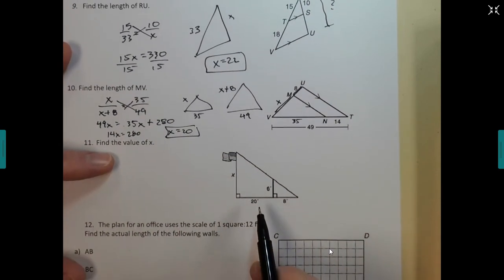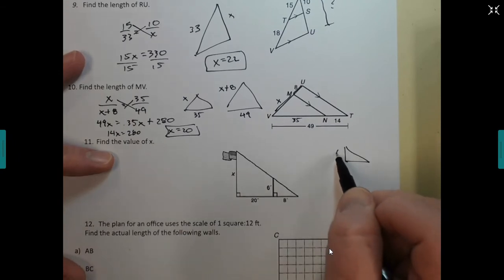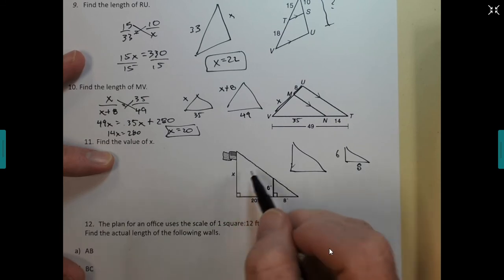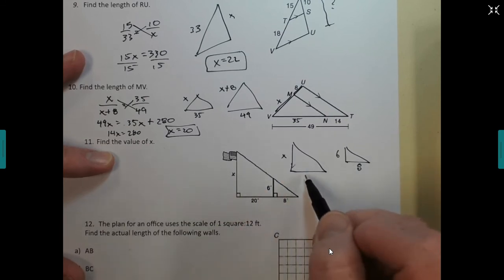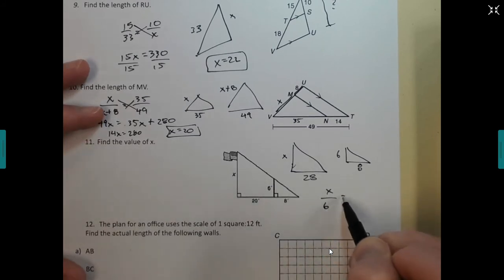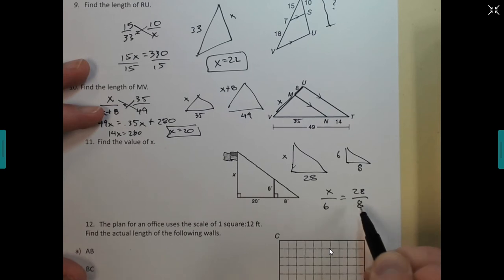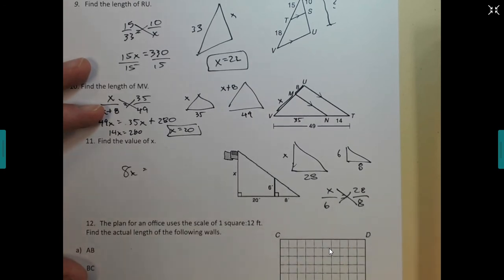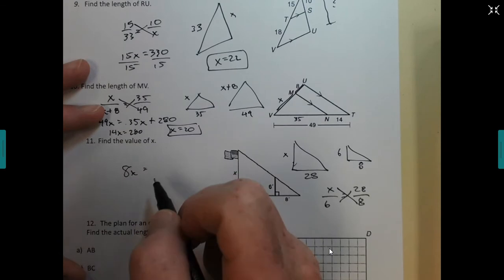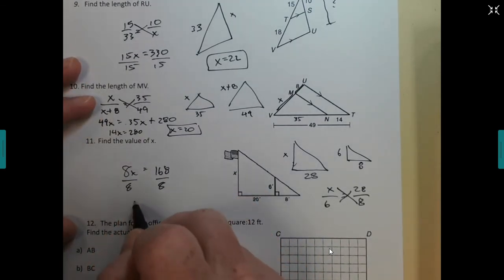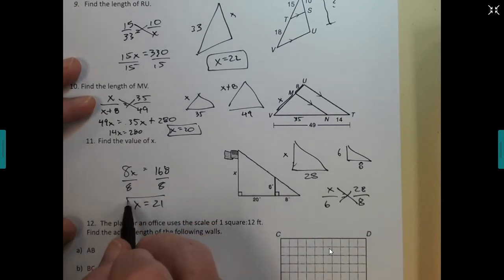So we get to play one last time here. Small triangle, 6, 8. Big triangle, x, and that's going to be 20 plus 8. X compares to 6 as 28 compares to 8. Cross multiply, I got 8 times x, and 6 times 28 is 168. Divide both sides by 8. X is 21.